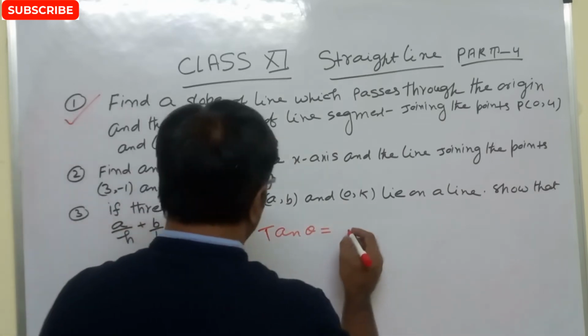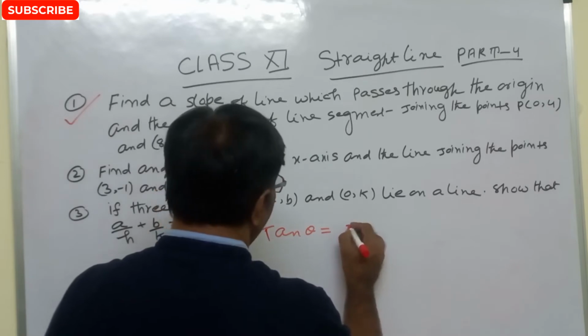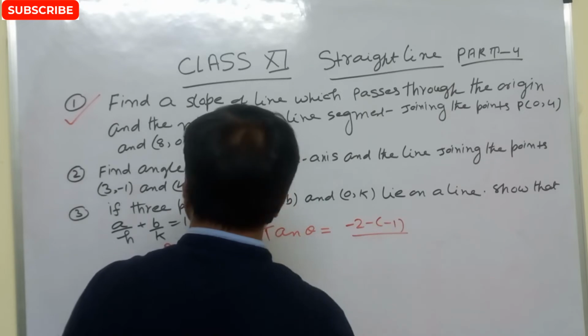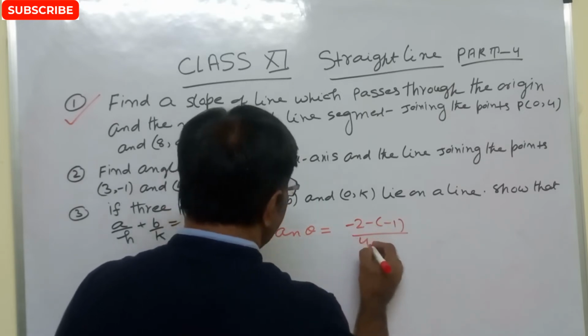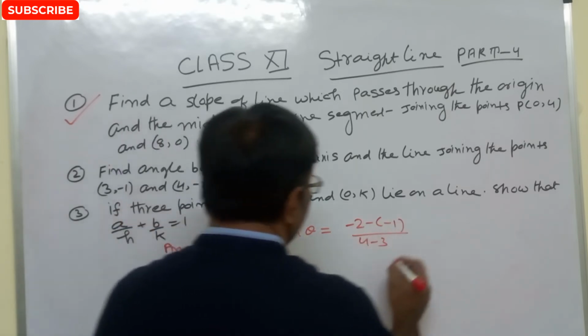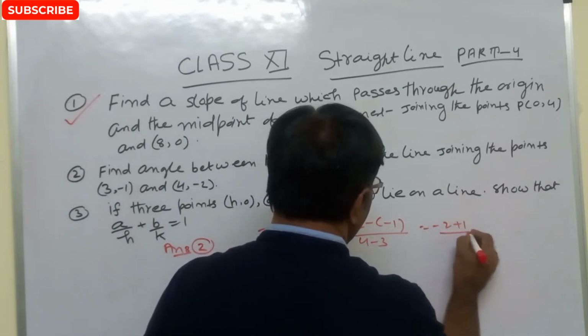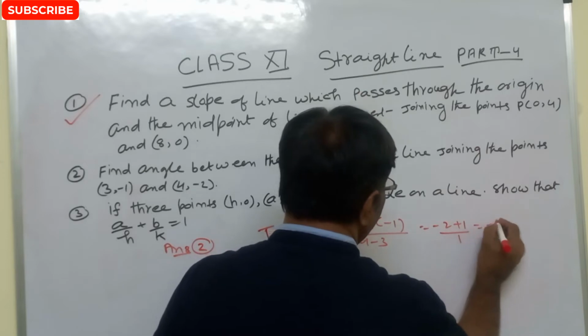So tan theta equal to what? y2 minus y1. So this is minus 2 and minus 1, divided by x2 minus x1. So this is 4 minus 3. So this is how much? Minus 2 plus 1 divided by 1. So it is minus 1.